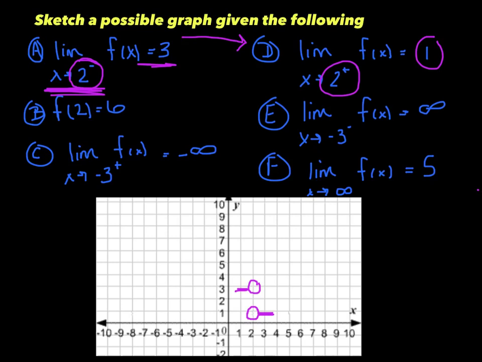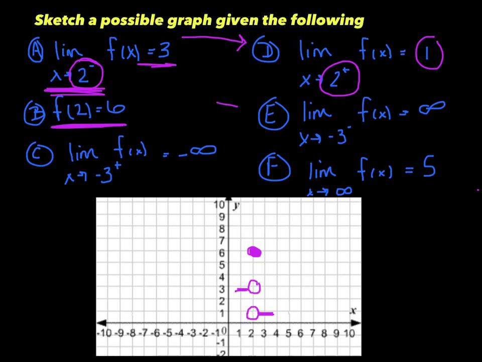Let's look at the next criteria. f of 2 is 6. Well, that's huge. That tells me at 2, my closed point is 6. So that's implying that I'm going to leave this one at 3 and this one at 1 open. Remember, I can't have both of these closed. It would not be a function and pass the vertical line test.